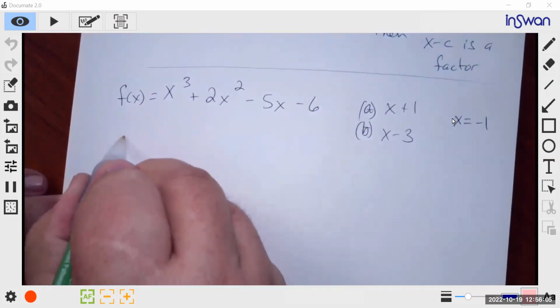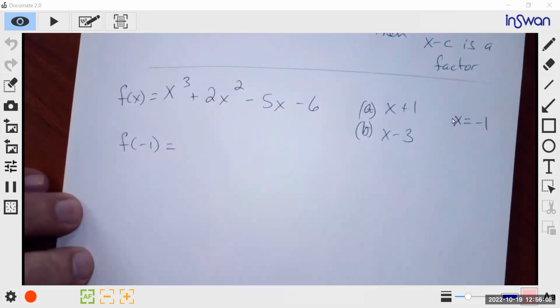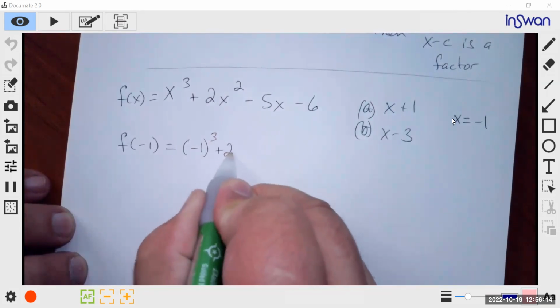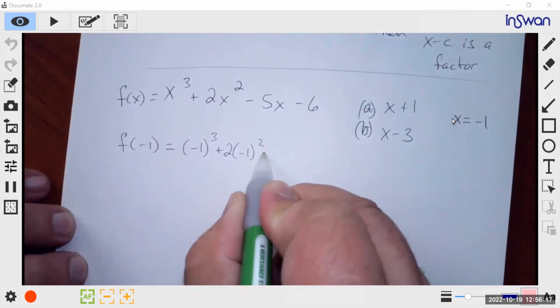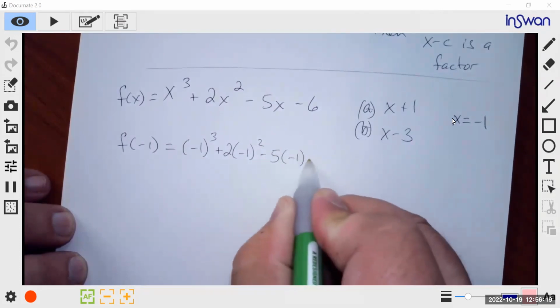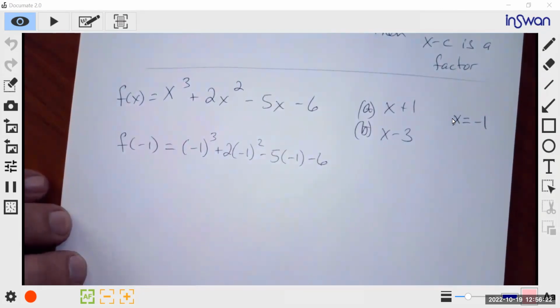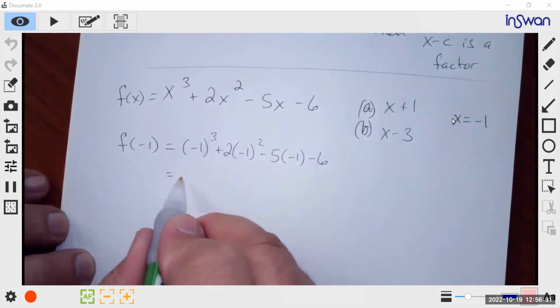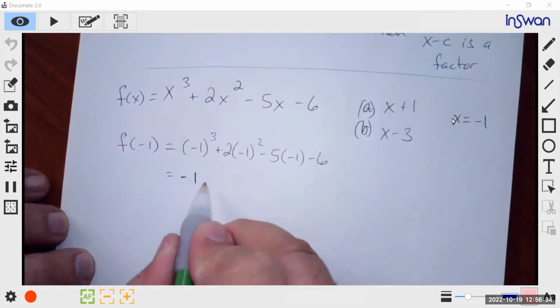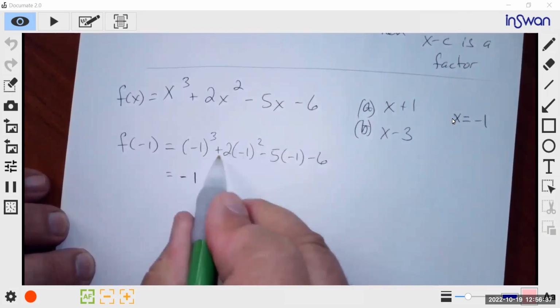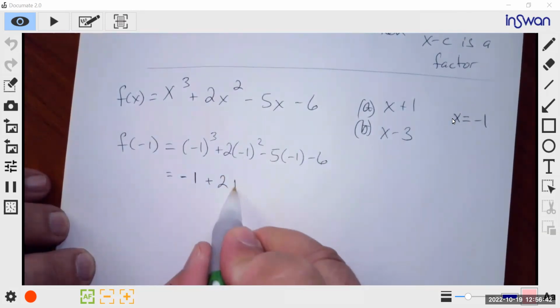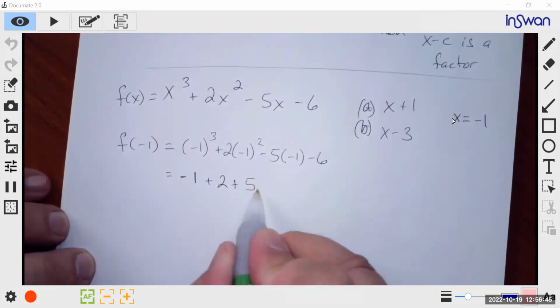Right. So let's try f of -1. -1 cubed, 2 times -1 squared, 5 times -1 minus 6. -1 cubed is -1. -1 squared is 1 times 2 is 2. Negative times negative is positive. 5 times 1 is 5 minus 6.